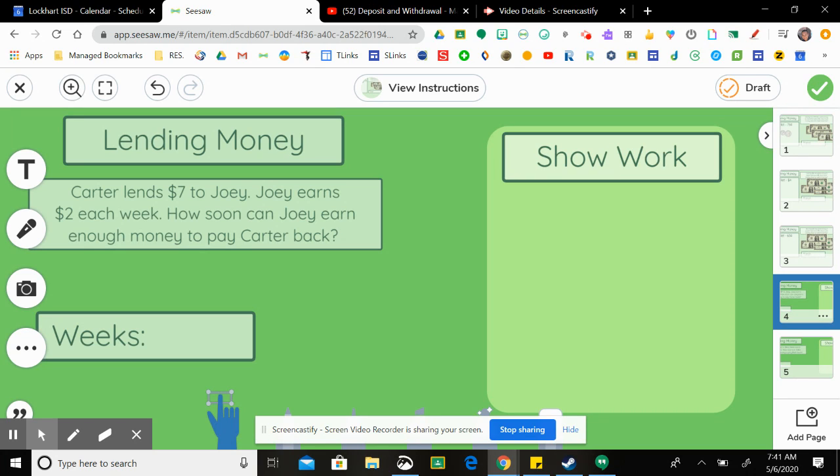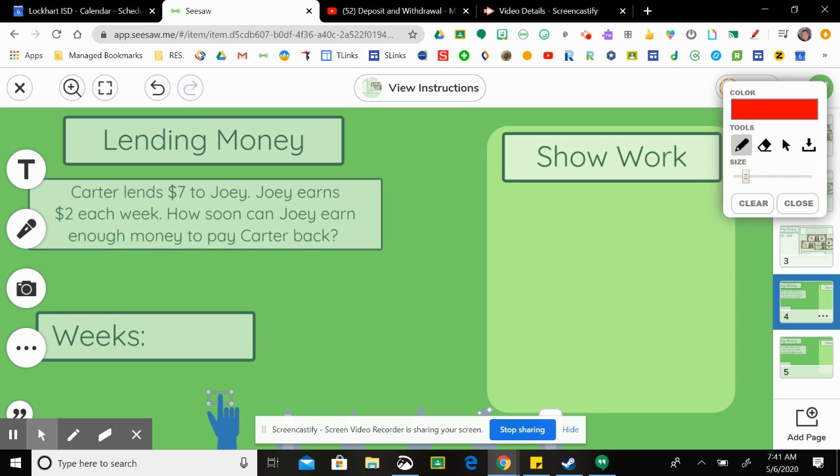Let's see what we know so far. Carter lends Joey $7. So we start off with Joey owing $7. He earns $2 each week. In week 1, he earns $2. Is that $7 yet? No. Let's go to week 2. That's another $2. 2 plus 2 equals 4. Is that 7? Nope.